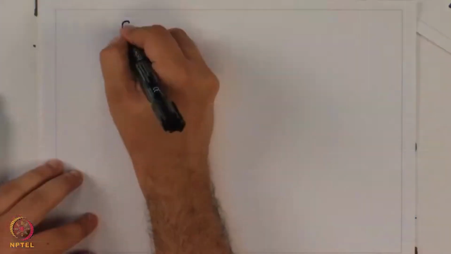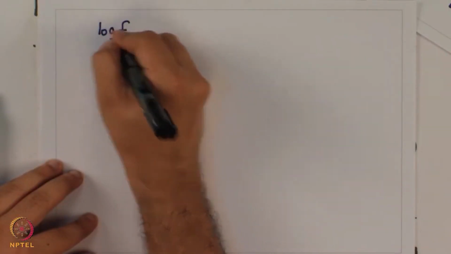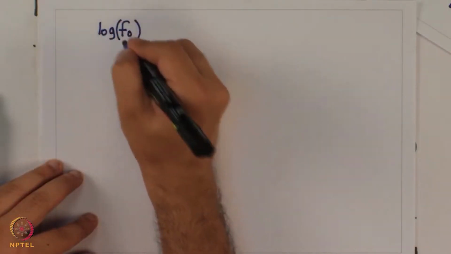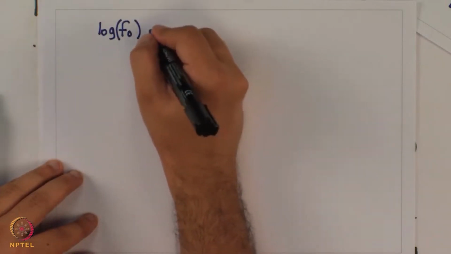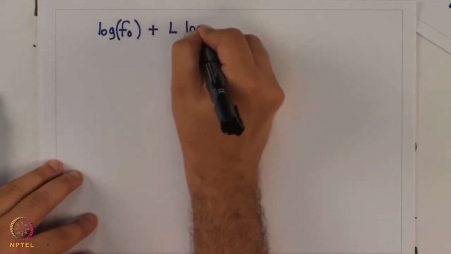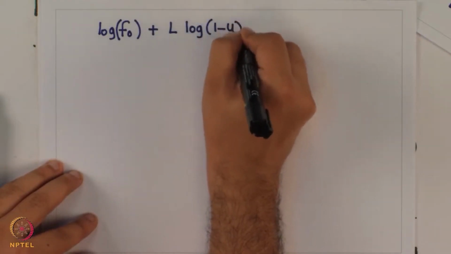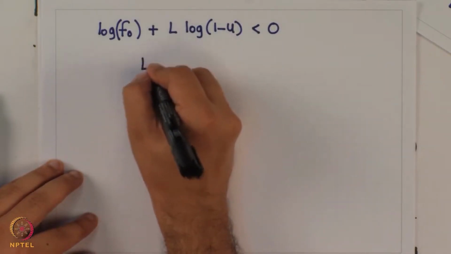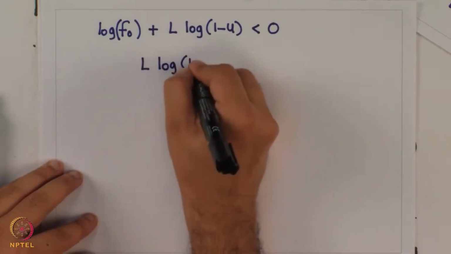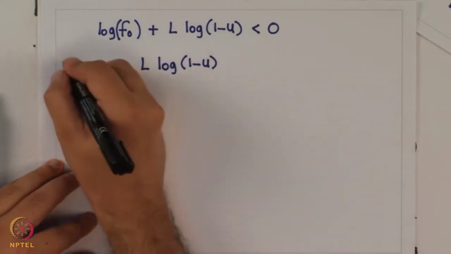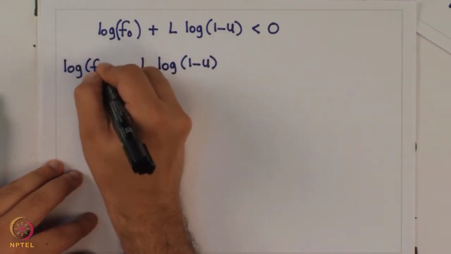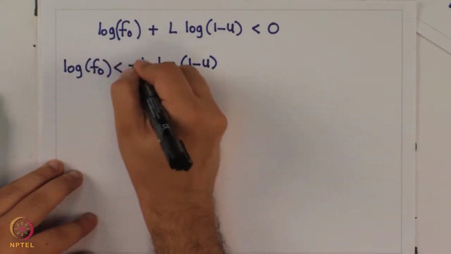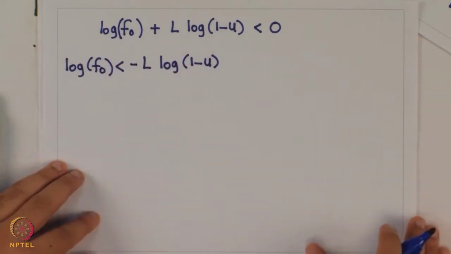We can simplify this a little bit more and get to a result which says log of f naught plus L times log of 1 minus u should be less than 0, or L times minus log of 1 minus u, this is log of f naught should be less than minus L log of 1 minus u.